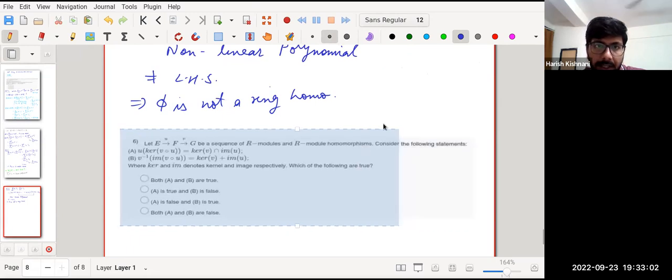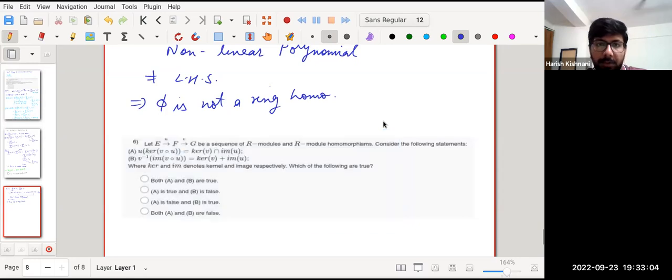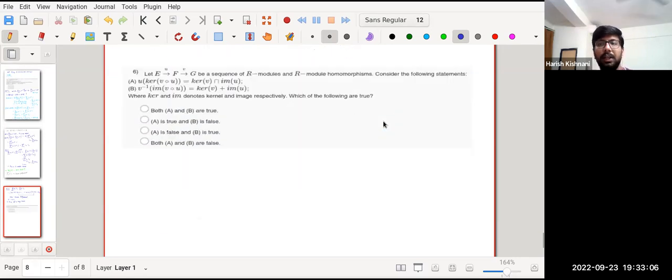So it says E, F, G are sequence of R modules and R module homomorphisms. Consider the following statement. A and B are like that, where kernel and image are notation for kernel and image. Which of the following are true? Both of them are true. We need to prove them. Let's quickly see the proof.